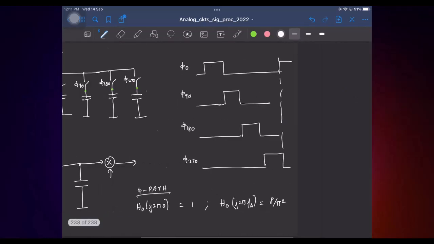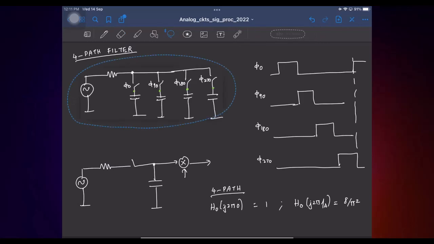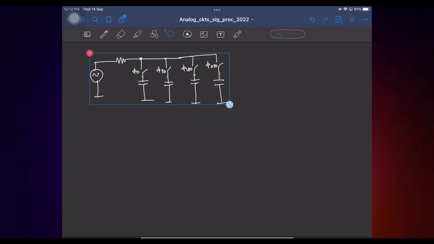So let's move on to today's topics. Till now we have been looking only at single-ended implementation. So let's see how we might do a differential one. One trivial way is to say I'll have two copies.